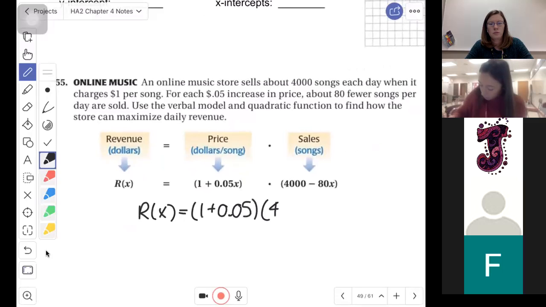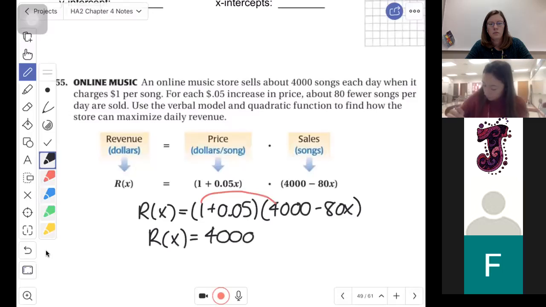These are being multiplied together, and we're FOILing. So we have first, which would give us 4,000, outer, negative 80x, 0.05 times 4,000.